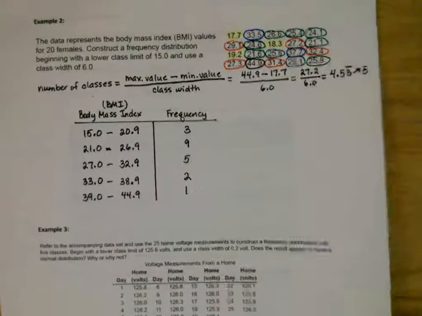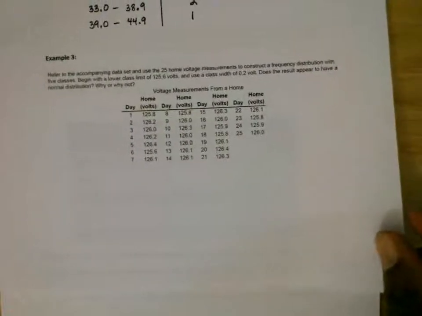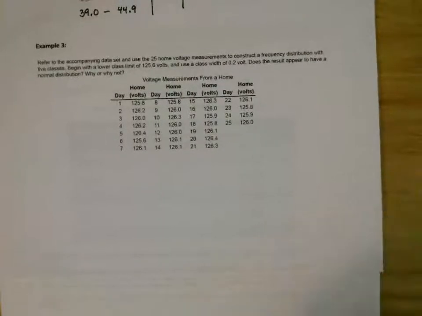All right, here's another example of a frequency distribution. It says here, refer to the accompanying data set and use the 25 home voltage measurements to construct a frequency distribution with 5 classes. So you're told to use 5 classes here. Begin with a lower class limit of 125.6 and use a class width of 0.2 volts. Does the result appear to have a normal distribution? Why or why not?